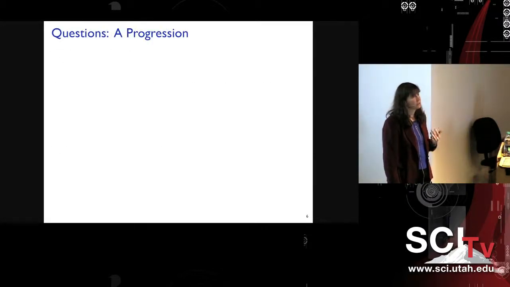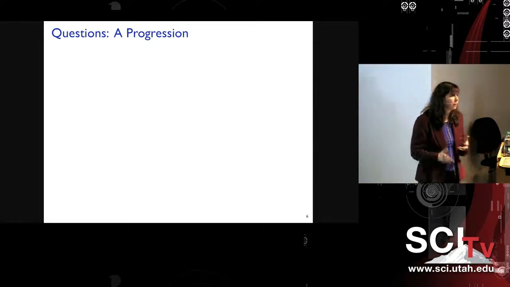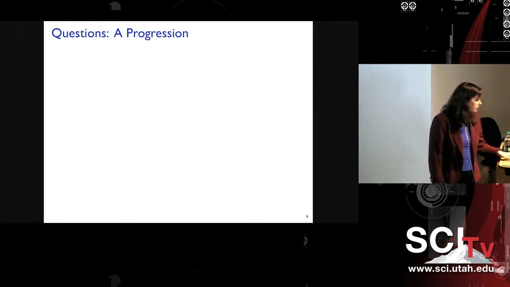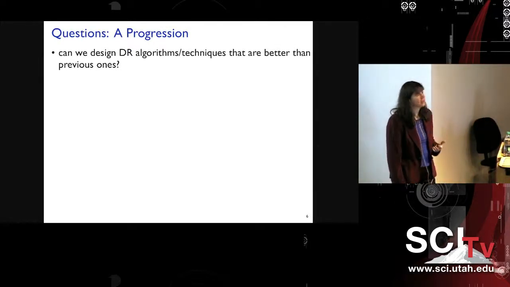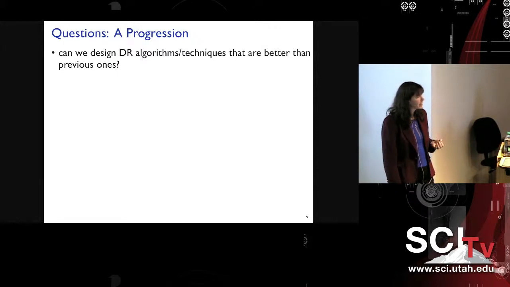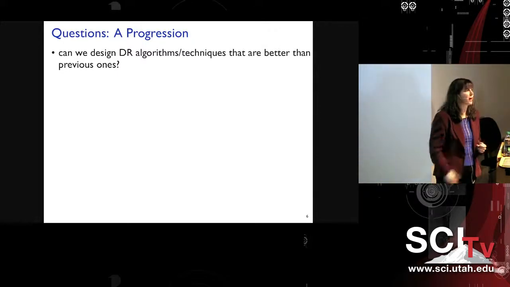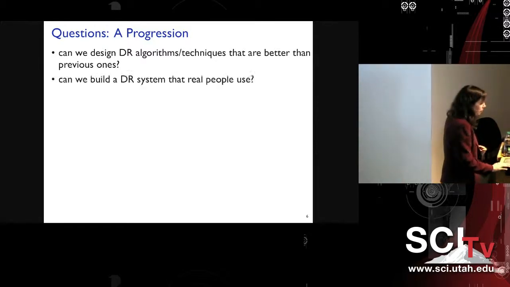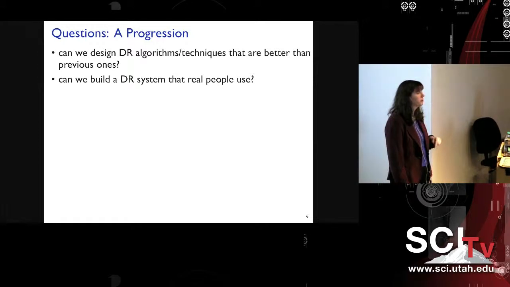So I'll tell you a progression of questions that I personally had. I've been working in DR on and off for around a decade or so. And I started out with this question of, can we design dimensionality reduction algorithms or techniques that are better than the previous ones? This was a very obvious starting point. And then something a little trickier. Can we build a DR system that real people use?